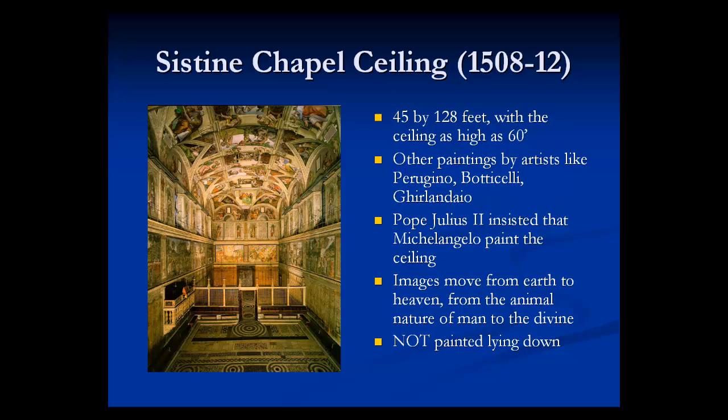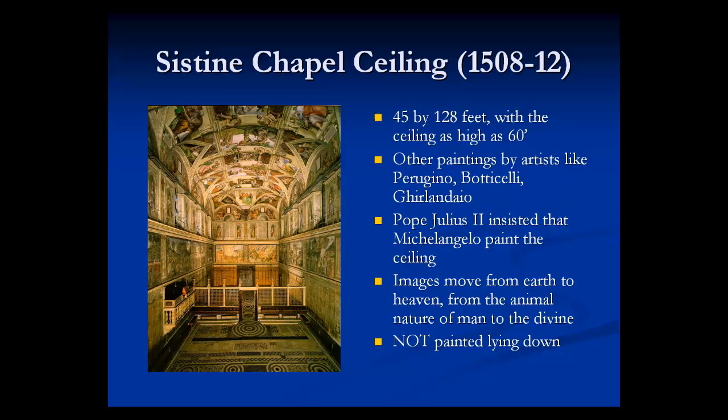The walls had already been painted by famous artists from the early Renaissance, such as Perugino, Botticelli, and Ghirlandaio, but the ceiling was completely empty. Now, as we look at this graphic, you can see that there are all sorts of architectural divisions between the paintings that Michelangelo has created. Those architectural divisions are painted on.